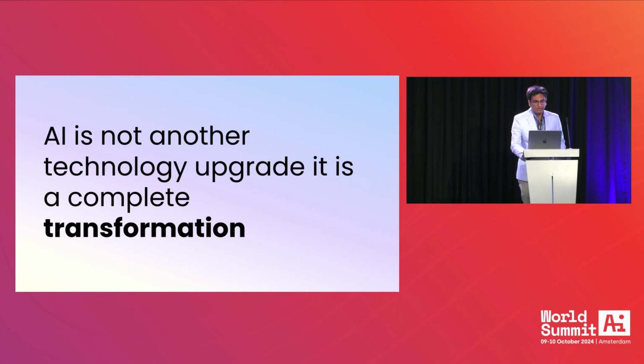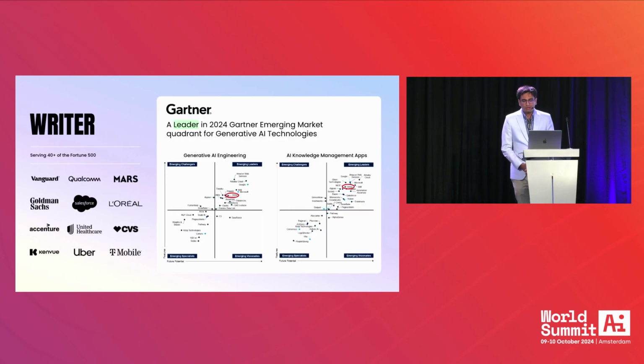And this is where Writer comes along. Writer's mission is to transform work. We're a full-stack enterprise Gen AI company. We work with 40+ of the Fortune 500 logos. You can see them on the left-hand side. Recently, I'm proud to announce we became a leader on the Gartner Quadrant, focused on the emerging market section for Gen AI technologies.